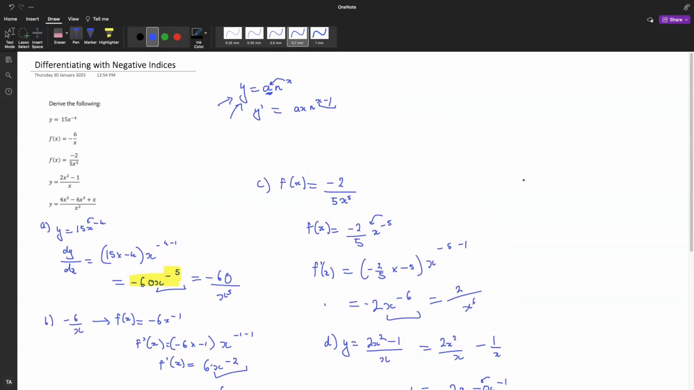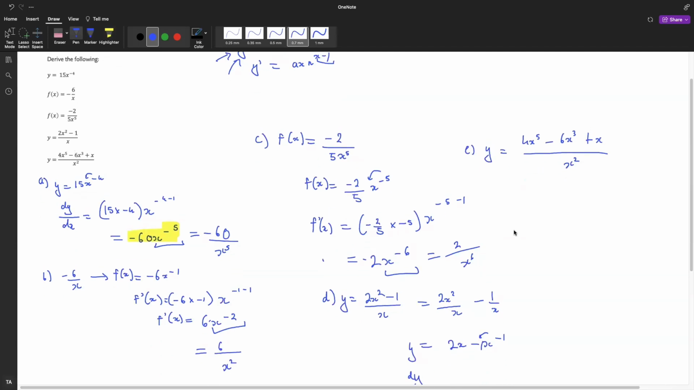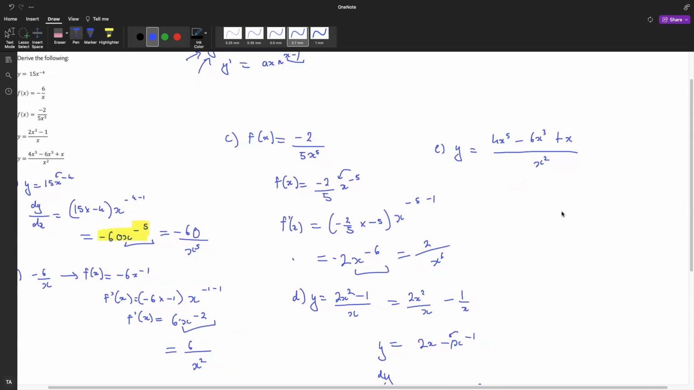Okay, and then the last one is e, which I'll do up here. We'll go 4x to the power of 5 minus 6x to the power of 3 plus x, and then over x squared. Sorry, I forgot to write y is equal to. Y is equal to this. Now again, we're going to do the same thing to derive this. First, we're going to split this up into individual fractions and then simplify as much as we can and get rid of all the fractions there.